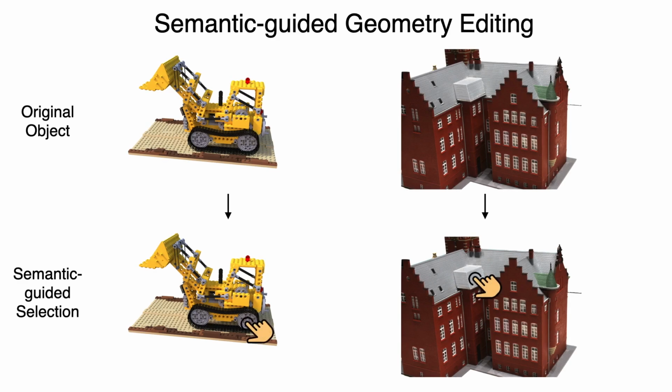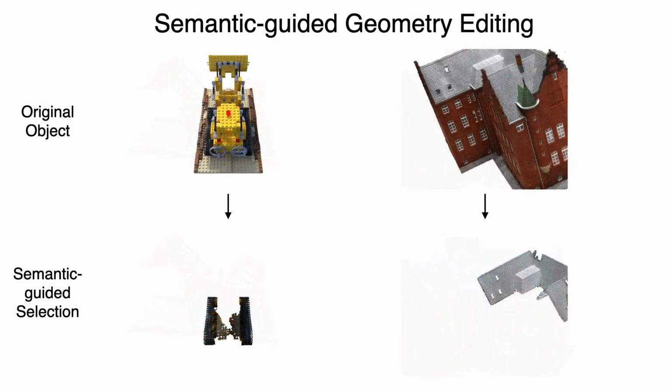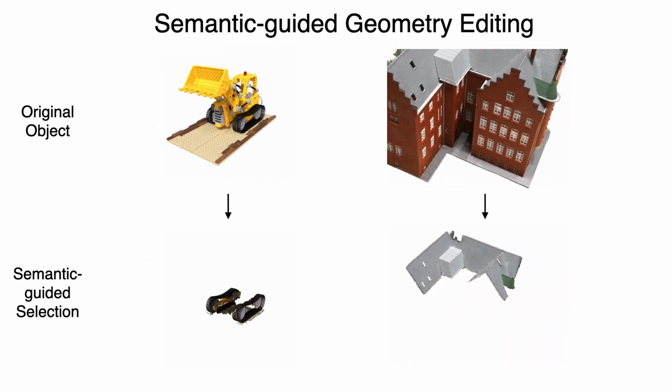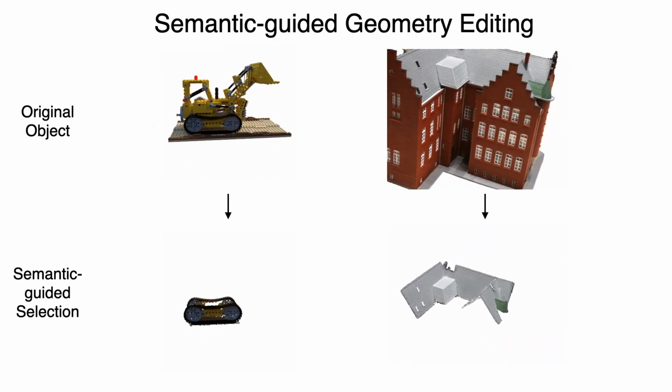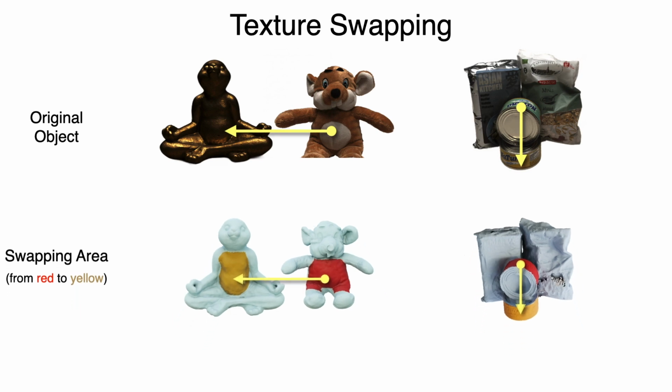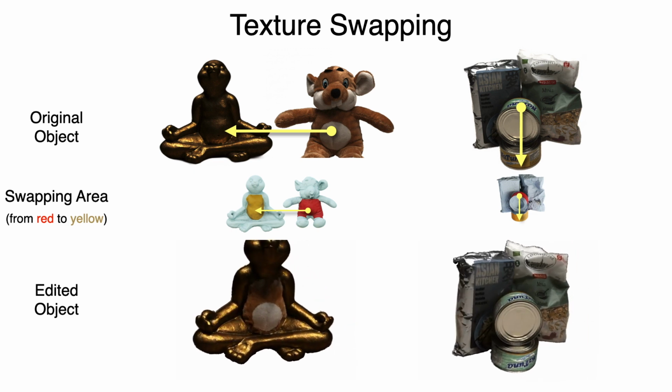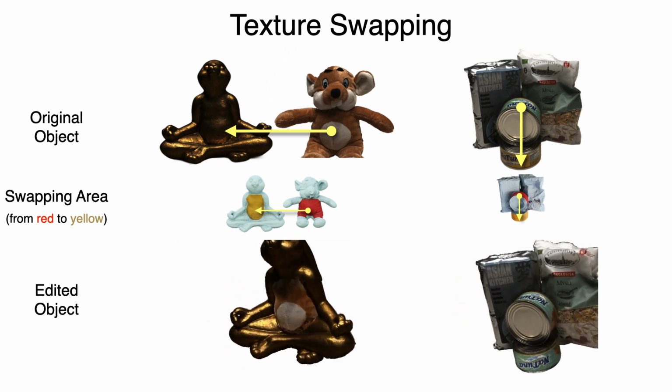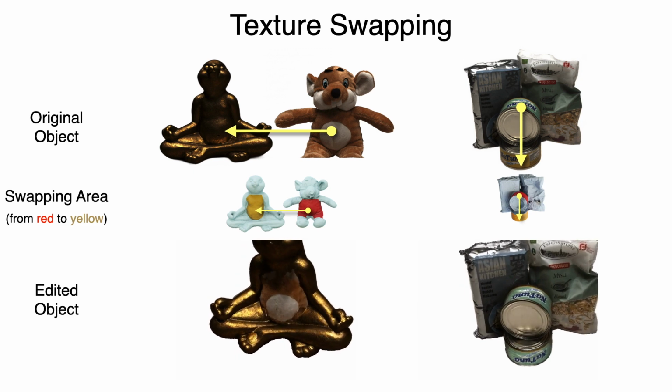Here we decompose the local semantic structure of the object through a single click. The continuous tracks and the roof are separated from the Lego and from the house respectively. And here are the examples of texture swapping, where we transfer the texture from the red area to the yellow area. As shown in the demo, our method successfully exchanges textures while preserving rich details.